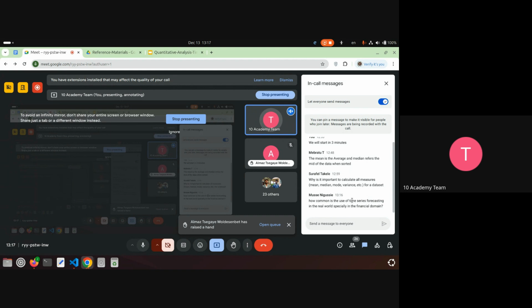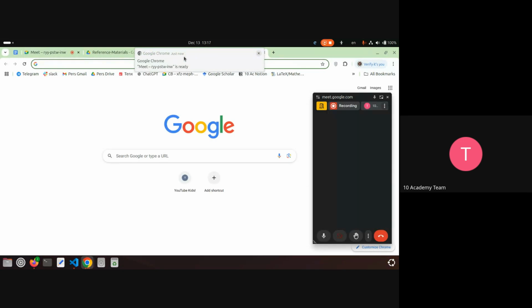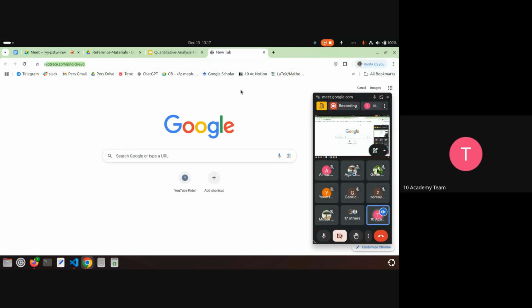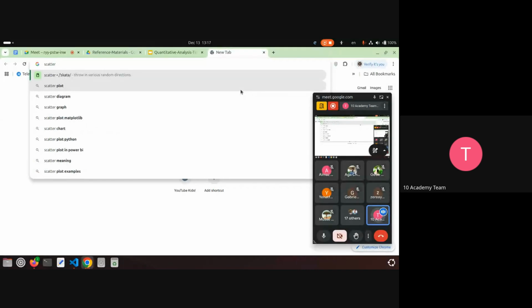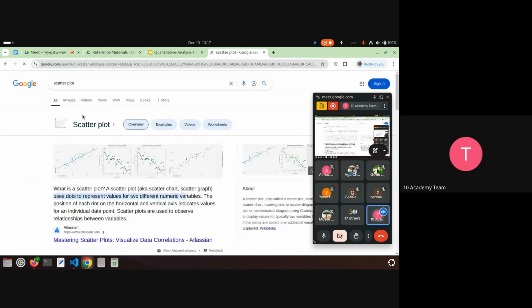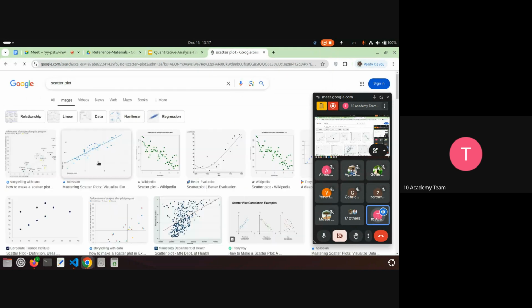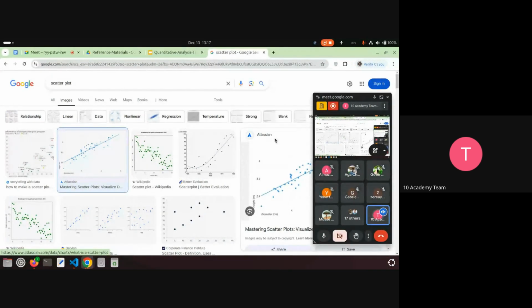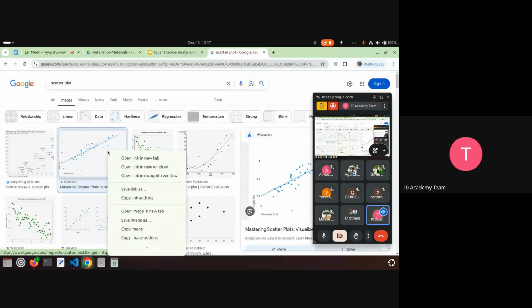How do you know if two variables are related? The scatter plot. Let's see if I can find a good example, a good plot here. Yeah, like this one, nice plot here. I'm not going to be able to see it.